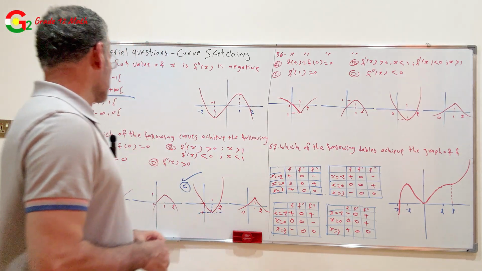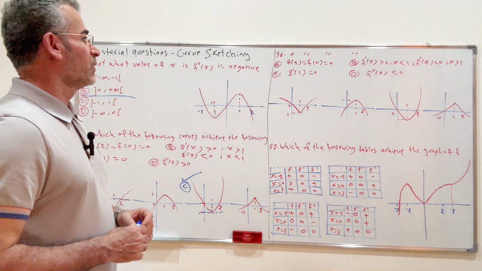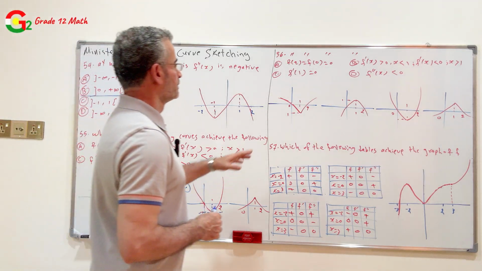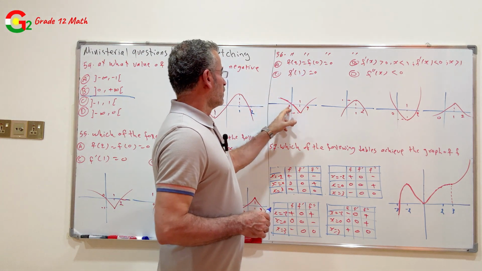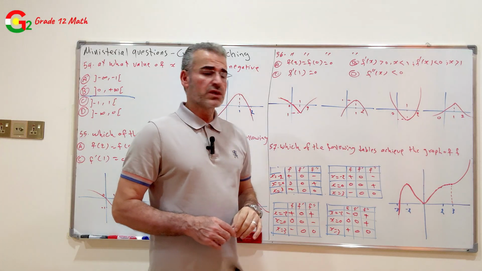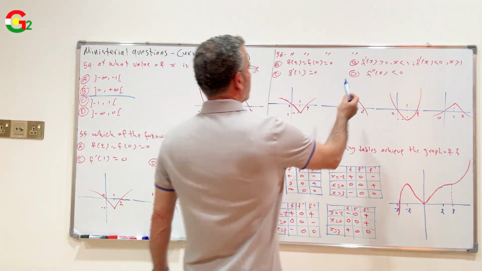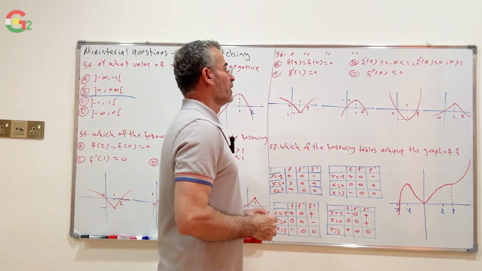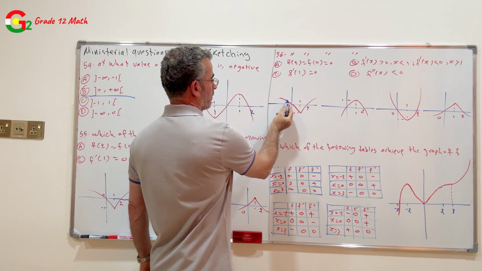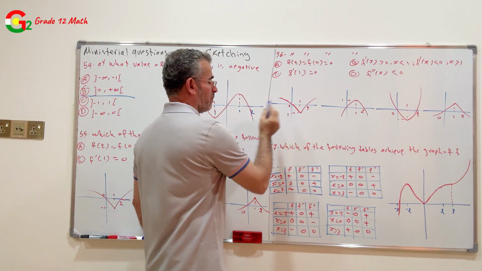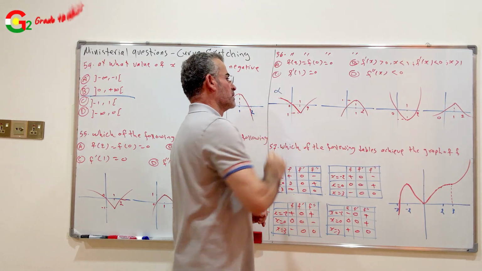Question number 56. Which of the following curves achieve the following statements? Let us check. The first statement, f of 2 equal to f of 0 equal to 0, is true since 0 and 2 are two intercept values for this graph. F prime of x greater than 0 when x less than 1. When x less than 1, the graph of the function is decreasing, and f prime of x should be less than 0. Therefore, this choice is wrong.